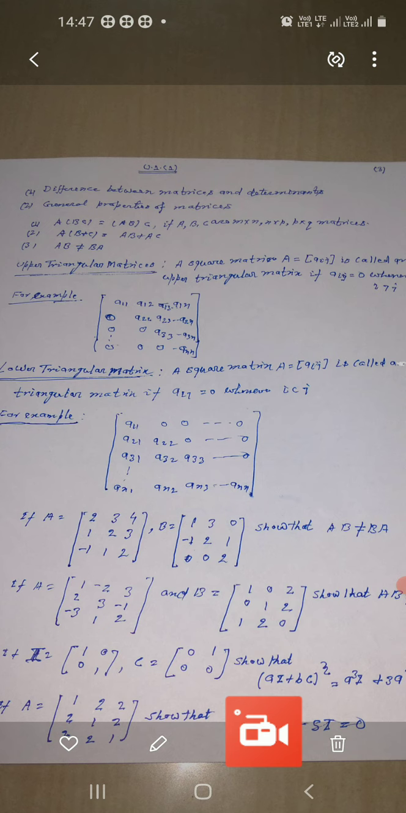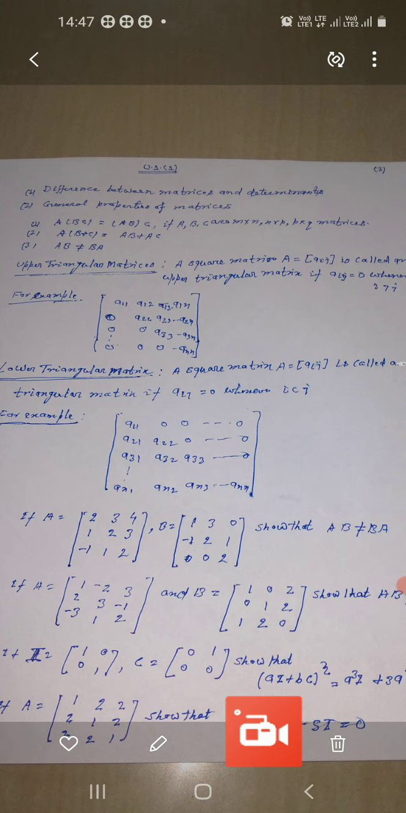And third, you have to prove that AB is not equal to BA. You have to prove all this by taking appropriate examples, simple examples having elements like 0, 1, minus 1, and so on. So in this way you can prove it very easily.